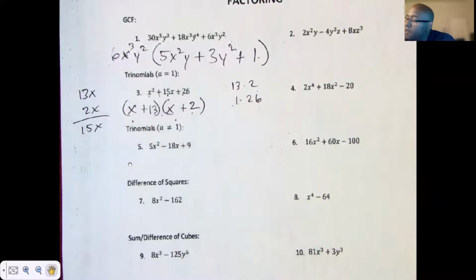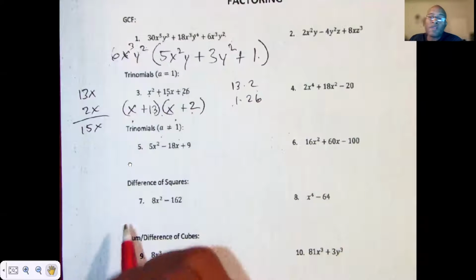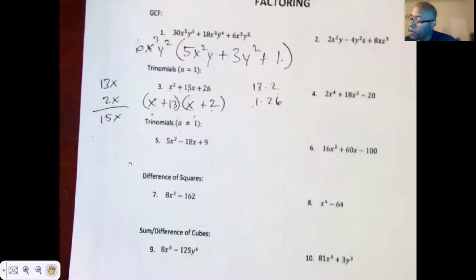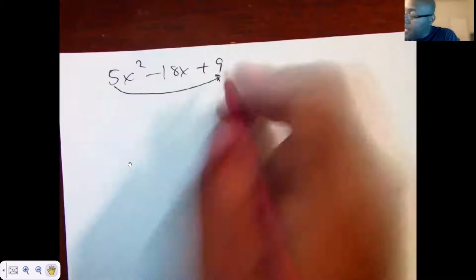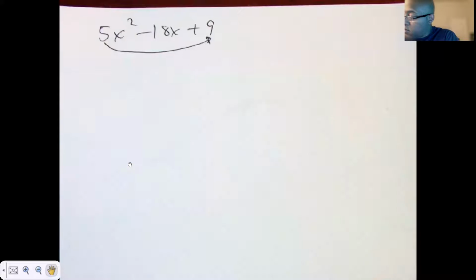All right. So now in the second case, we have a trinomial where the first term is not equal to 1. So let's jump into that case. We're going to show you a method called the diamond method. So here we go. I'm going to turn this sheet over. 5x squared minus 18x plus 9. So I'm going to multiply 5 times 9, and that gives me 45. And I know negative 18x goes there.